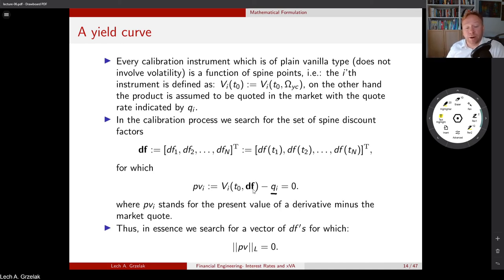It is a function of the vector of discount factors, the spine points. So to measure this difference, we have to choose some norm in order to optimize. We optimize on this L norm of the difference of the PVs, the difference between the market and the model. This is the market price, and this is the model price given the yield curve.